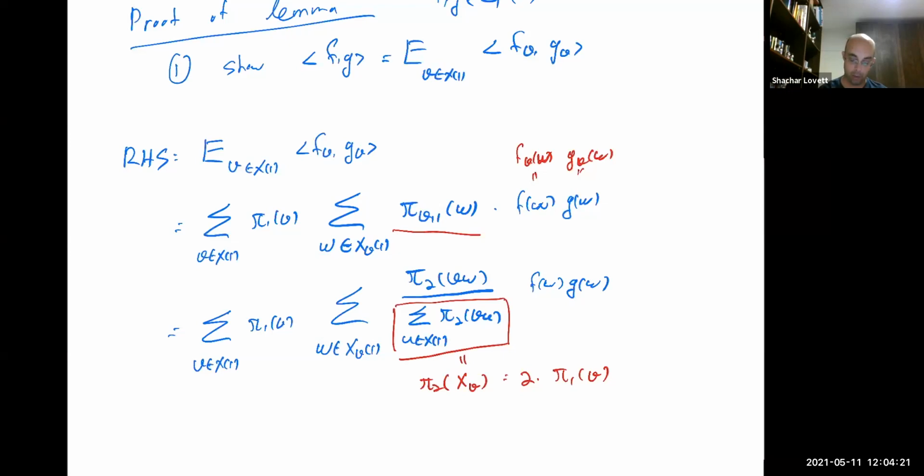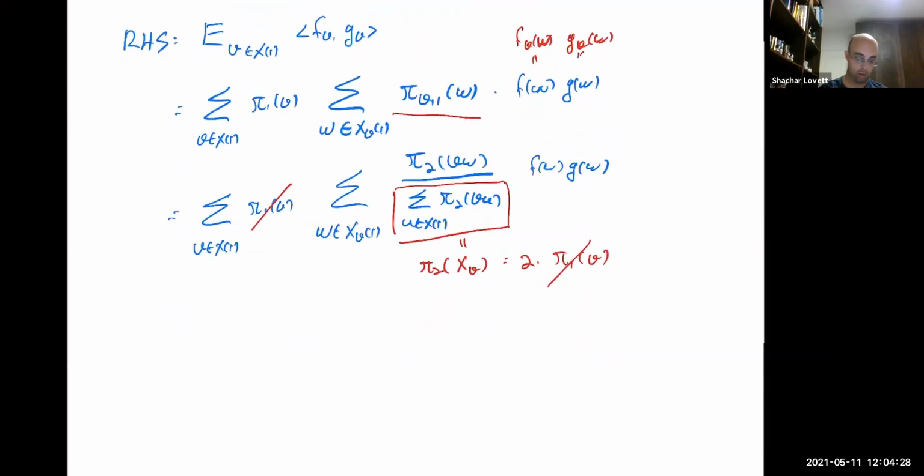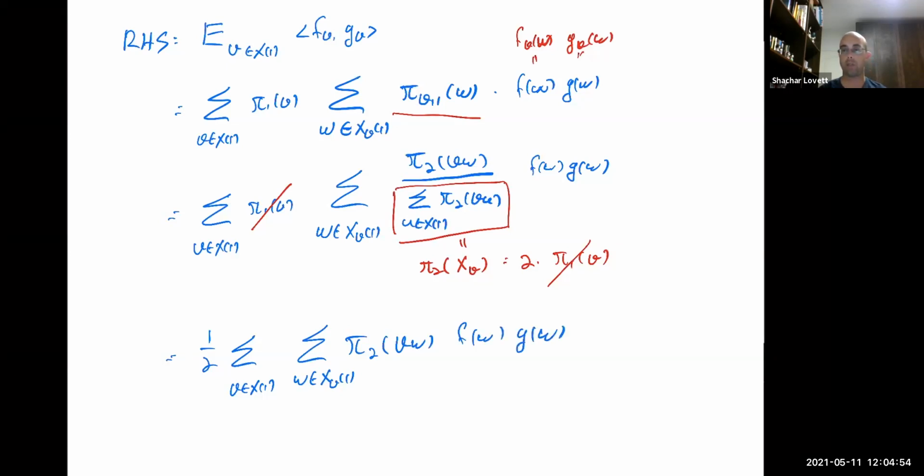And this pi1 of V in the denominator cancels this pi1 of V here. And what do we get? Let's just write this out. Well, this 2 here becomes a half. Sum over all V in X1, or W in the link of V, of the probability pi2 of VW, F(W), G(W). So we simplify the expression.